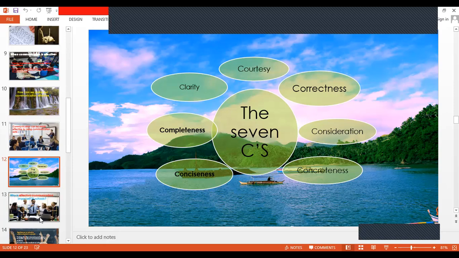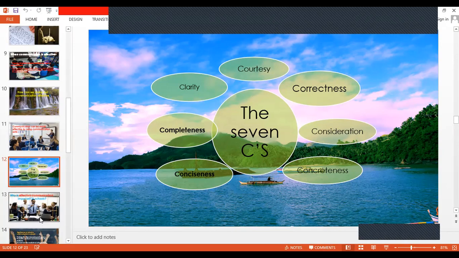Our next communication skill is concreteness. Concreteness means that the message should be specific instead of general. It is usually used in written communication. If we are writing anything, we have to write a clear message so that the reader will understand the meaning and there will not be any confusion regarding the message you wanted to give him or her.